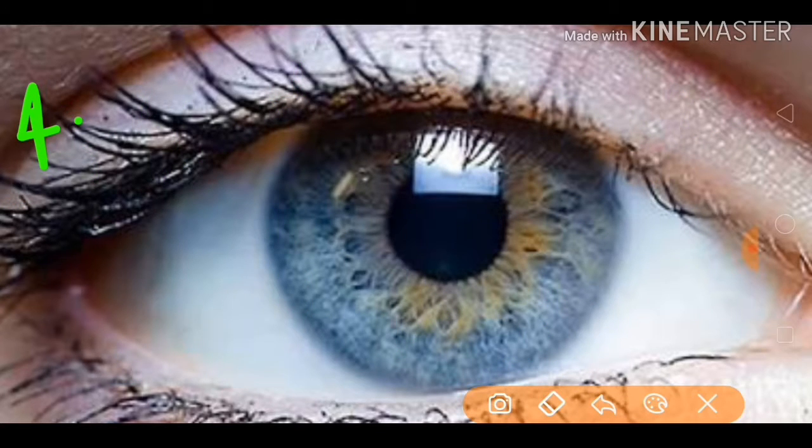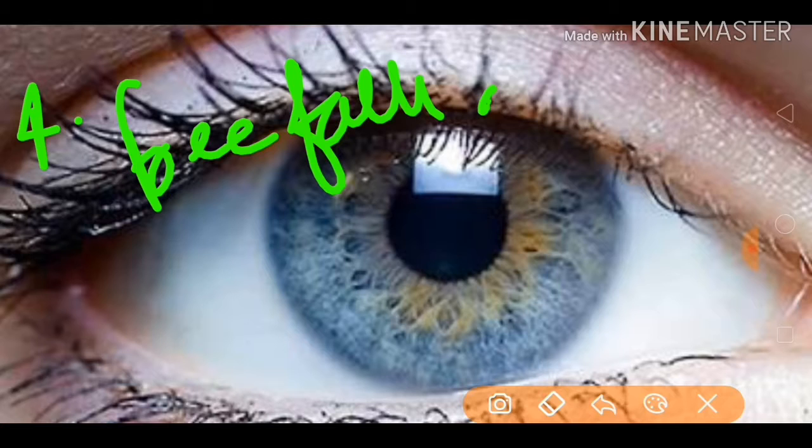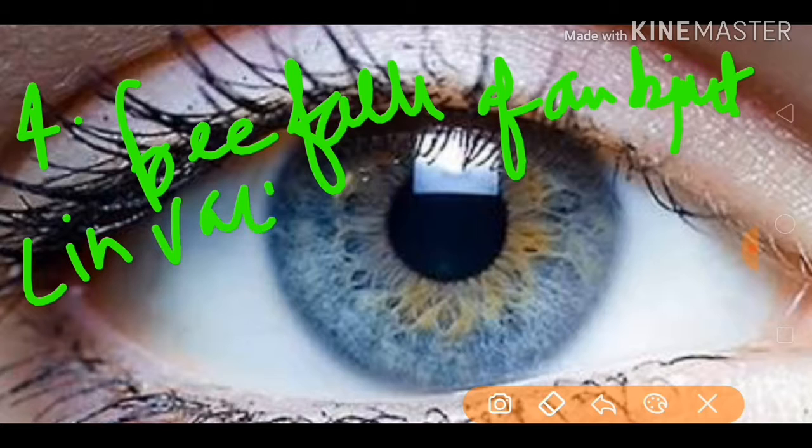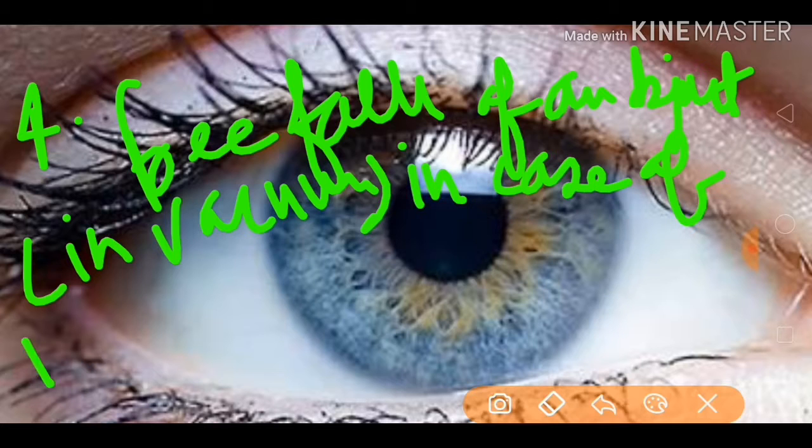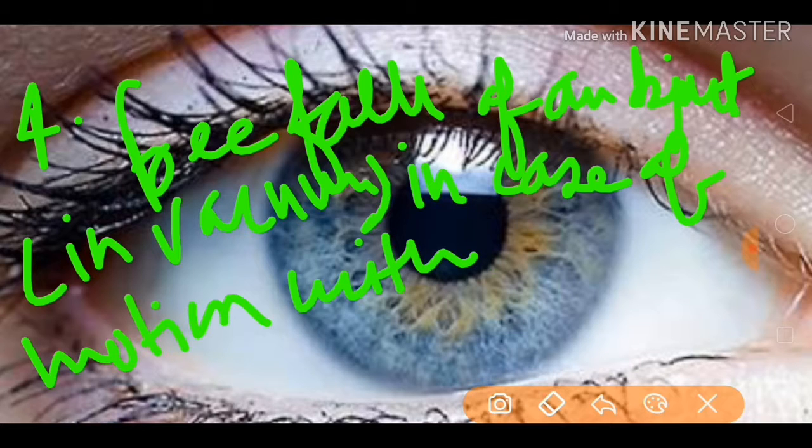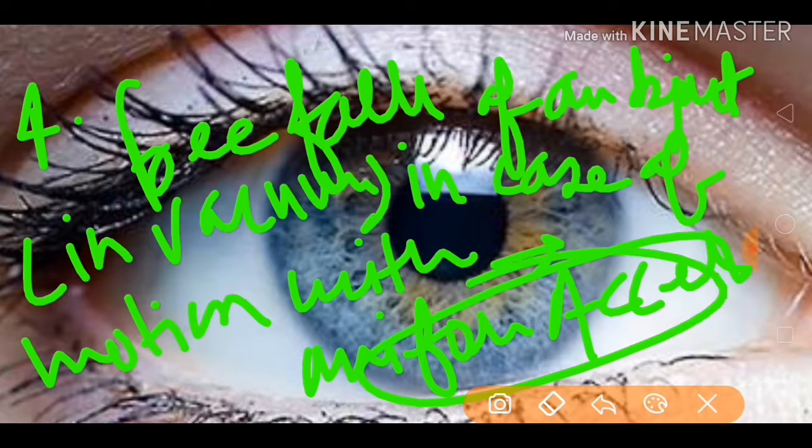The next question is: free fall of an object in vacuum, in case of motion with uniform acceleration, right?